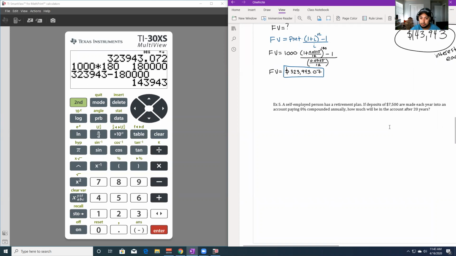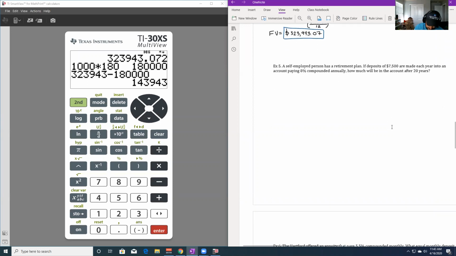Example 5. A self-employed person has a retirement plan. If deposits of $7,500 are made each year into an account paying 8% compounded annually, how much will be in the account after 20 years? So again, this looks like it will be future value. Okay. So let's set up the pieces again.